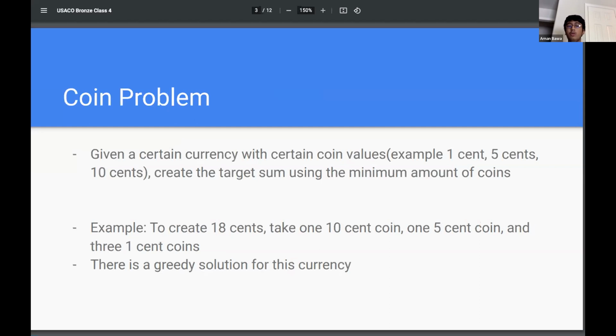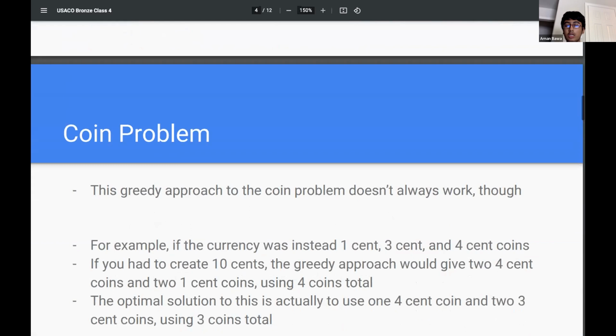After that, we already have 10 cents. The next step to get closest to our goal, we would take a 5 cent coin because that's the next one that doesn't go over our goal, but it's also the greatest one. And then after that, we can't take any more 10 cent or 5 cent coins. So we're going to take three 1 cent coins. That gives us 5 total coins, which we're using to make our 18 cents. And that's the greedy solution for this currency. It turns out there's a greedy solution for this type of currency, but it doesn't exist for all types of currencies.